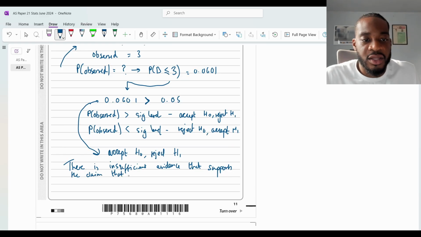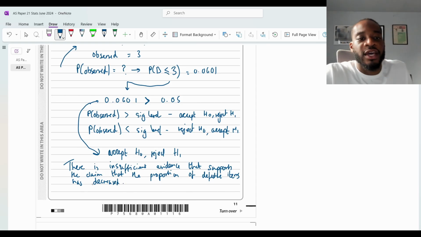that the proportion of defective items has decreased. And that is it. That is what you will get the 4 marks for.